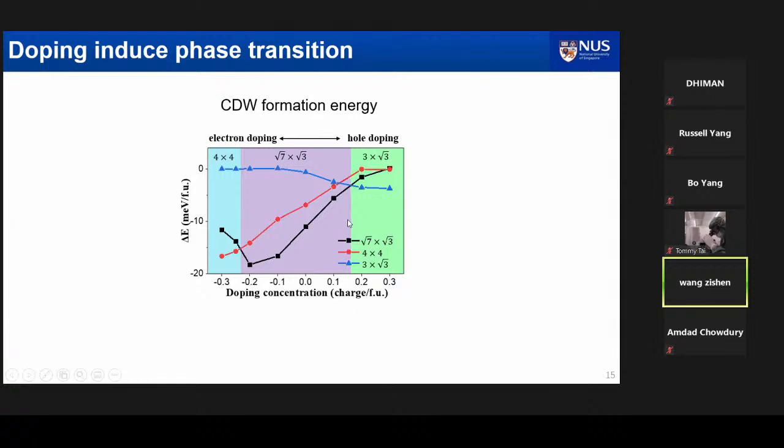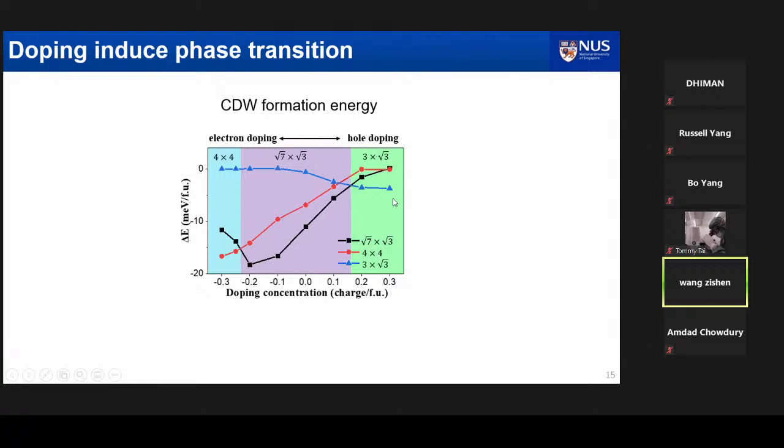Two possible phase transitions are shown in the graph. The ground state of VSe2 may change from √7/√3 to 4/4 with the doping concentration around 0.23 electrons per formula unit, while for the hole doping case, as predicted by the phonon spectrum, both 4/4 and √7/√3 CDW have been suppressed, while the new 3/√3 CDW has the lowest energy.